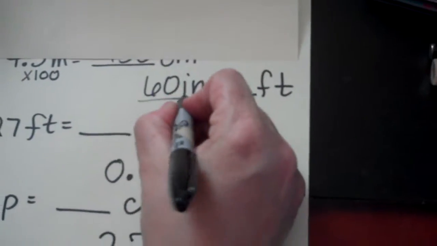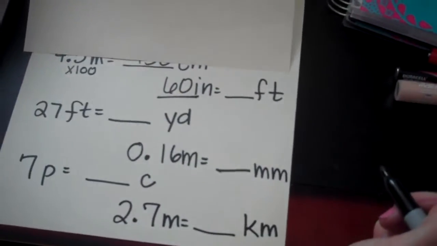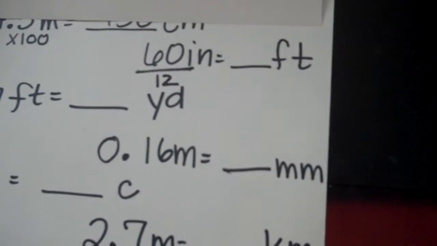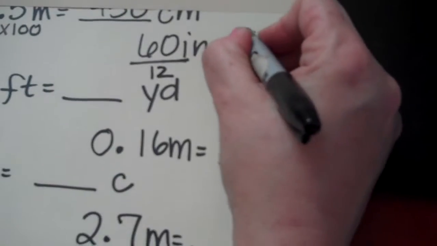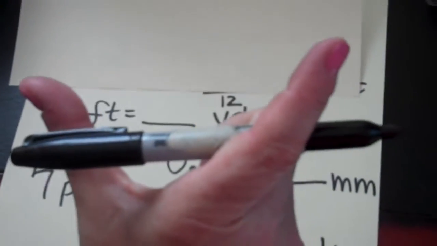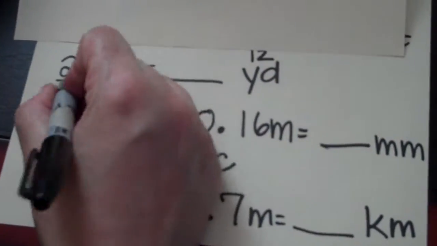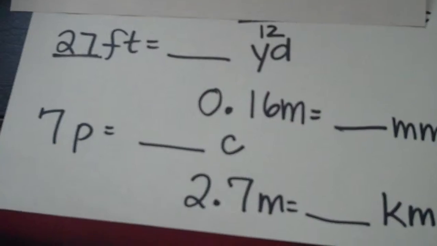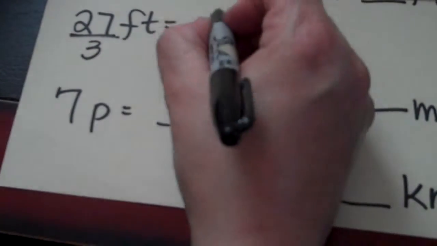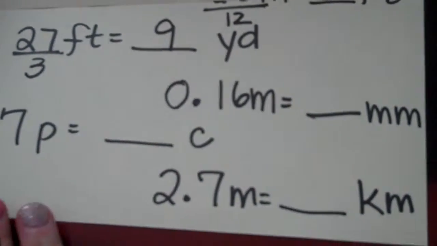Going back to inches, inches to feet is a small unit going to a bigger unit, so I'm going to divide by however many inches there are in a foot, which is 12. 60 divided by 12 is 5 feet. Going back to feet to yard, so I'm starting with a small unit and I'm going to a big unit. I'm dividing again by, there's how many feet in a yard? There are 3. So 27 divided by 3 gives me 9 yards.